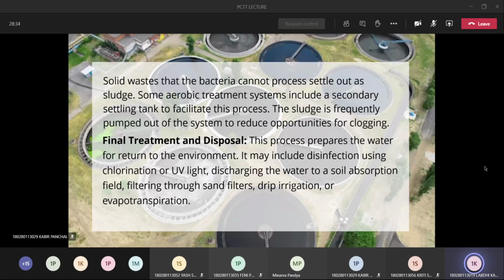Solid waste that bacteria cannot digest settles out as sludge. Some aerobic treatments include a secondary settling tank where these undigested sludge portions are shifted and treated again. After the treatment, the final stage is the final treatment or disposal. So this is removed. The sludge is frequently pumped out of the system to reduce the opportunities of clogging the system. Next.